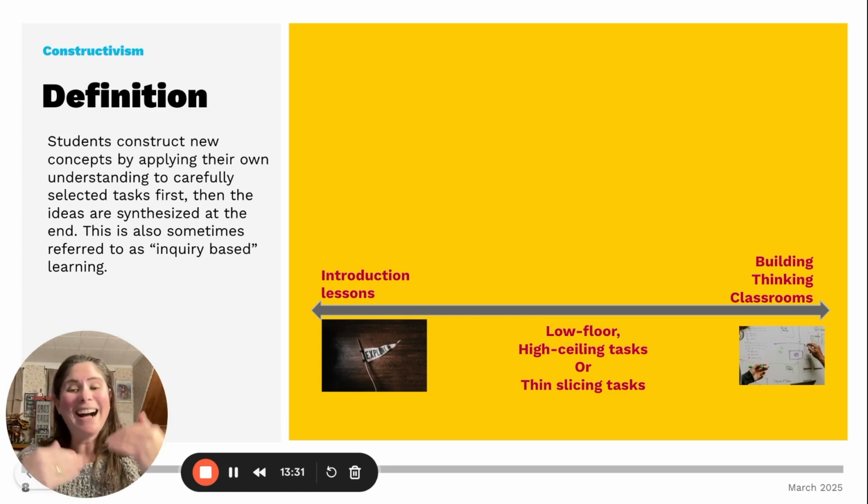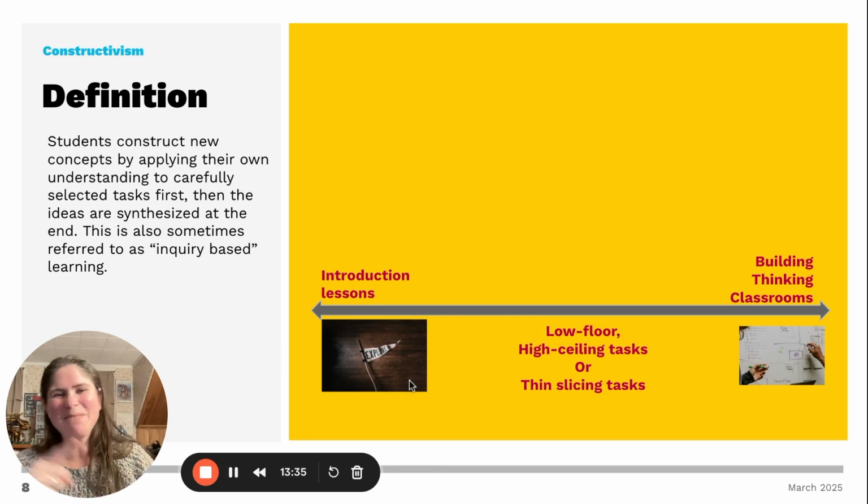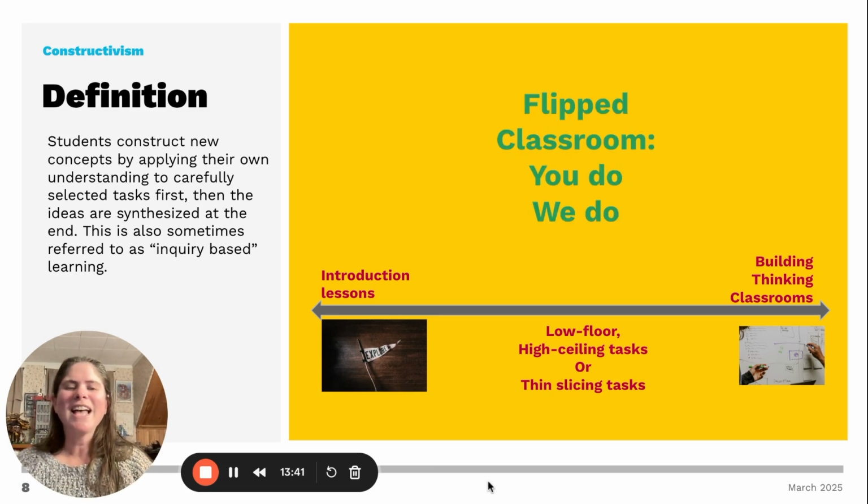So, unlike an I do, we do, you do that we talked about at the beginning when we were talking about direct instruction, in constructivism, we're thinking of this as a flipped classroom. That's another really popular term for this, where you do it first, you give it a try, and then we all come together at the end and we highlight the learning of the day.